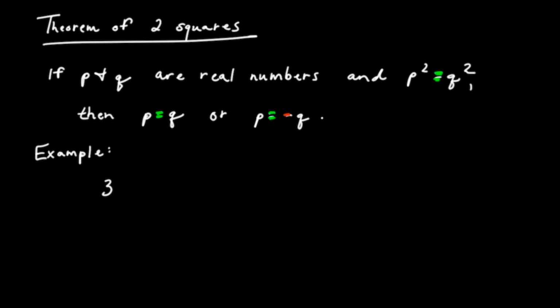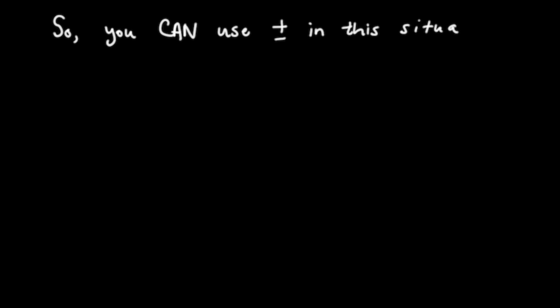We can look at an example to illustrate this. You have 3 times 3 is 9, but there's another number that when you multiply by itself equals 9, and that would be negative 3. So negative 3 times negative 3 is 9. So p equals 3, and p also could equal negative 3, one of the two. So you can use plus or minus in this situation.